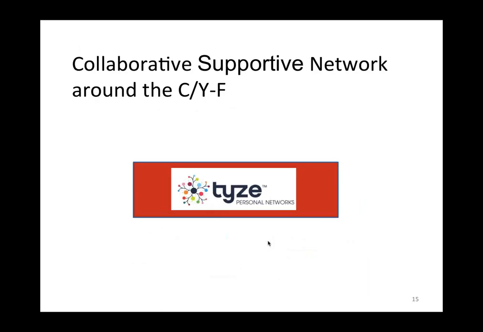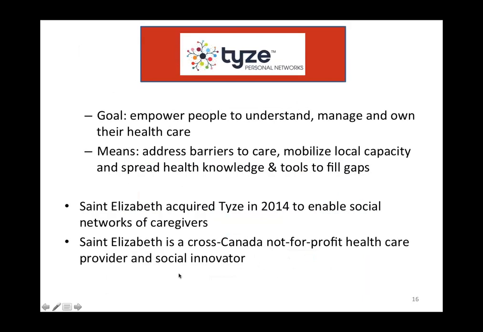The second element of the technology support is related to TIES. TIES has been developed in BC and has been bought by St. Elizabeth in Ontario in 2014 to enable social networks of caregivers. So it's a not-for-profit organization, and we worked on several projects with TIES very efficiently, and we like working with them. So the goal is to empower people to understand, manage, and own their own healthcare.